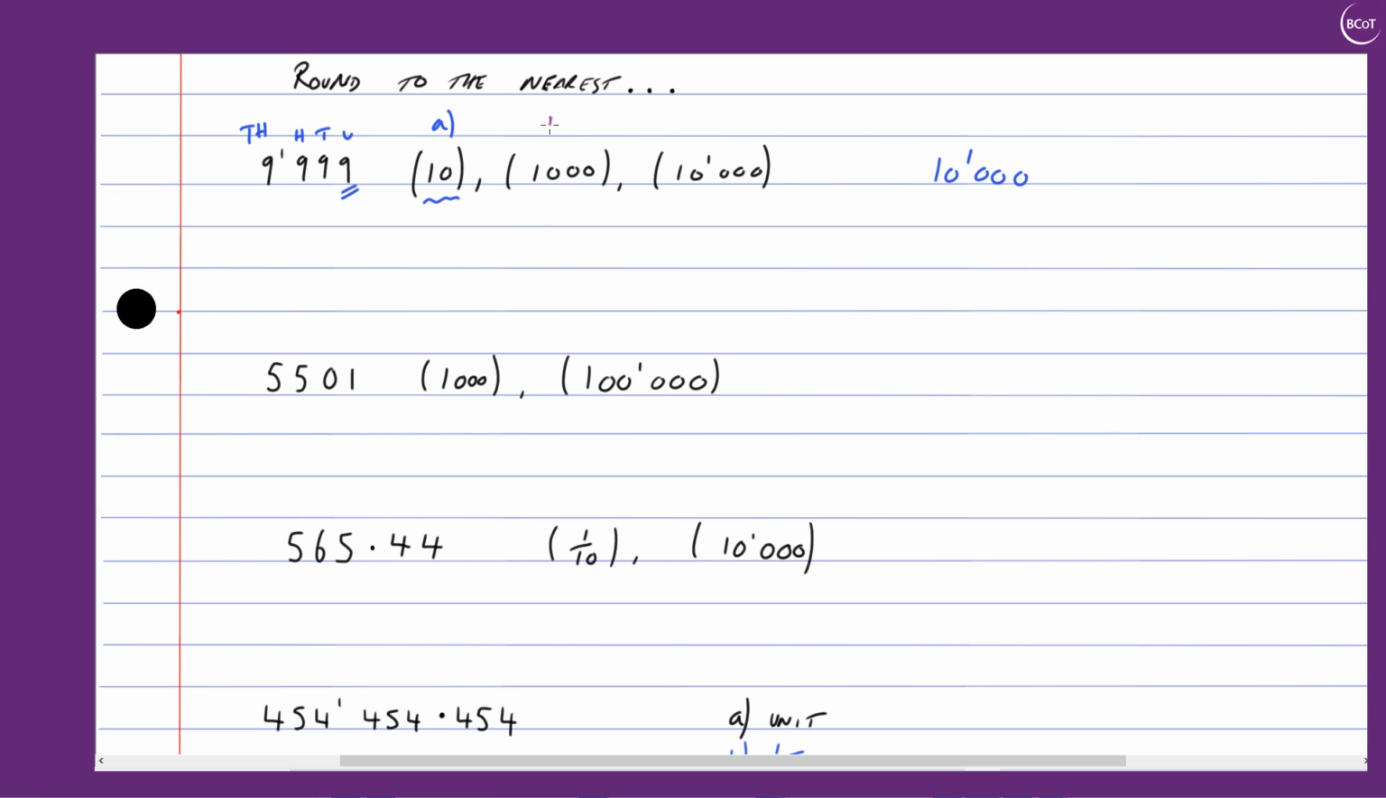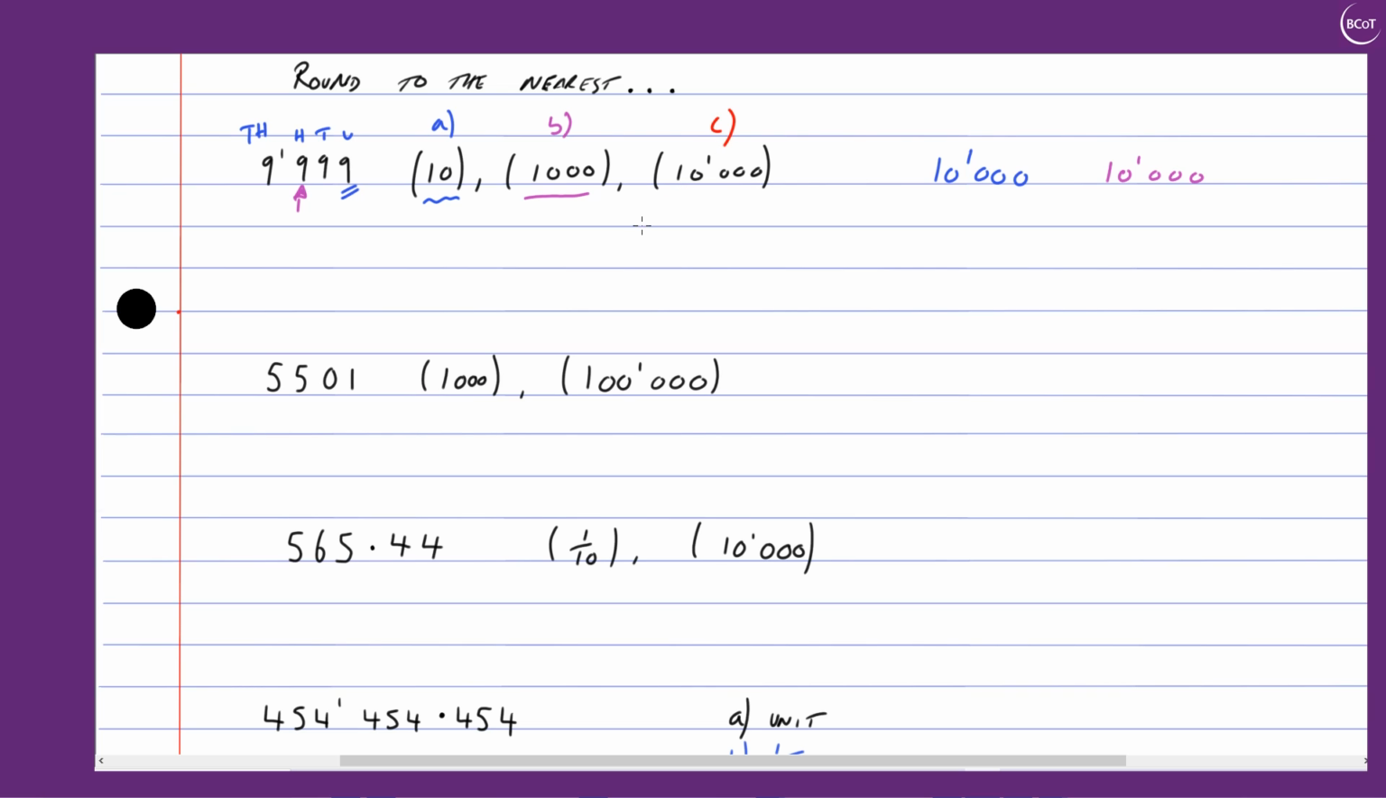The next part we could call part B, rounding to the nearest 1,000. Well, if we're rounding to the nearest 1,000, we look at the number in the hundreds column to the right. And that's also 9, which is 5 or more, so it rounds up again to 10,000. And then you may have already guessed what happens next.